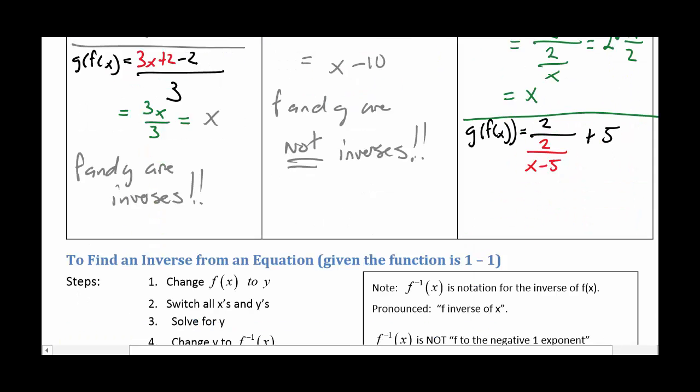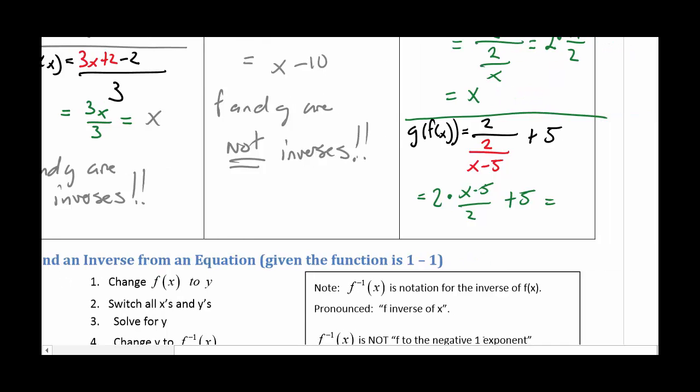Okay, so we just actually practiced this. If we're dividing by a fraction, we want to multiply by the reciprocal. So that becomes 2 times (x minus 5) over 2, plus 5. And what happens to the 2's? Yeah, they divide out, and we're left with x minus 5 plus 5. And of course the 5's cancel out and we're left with x.